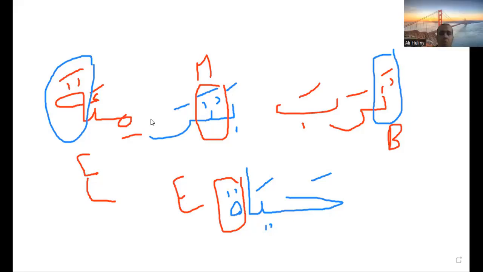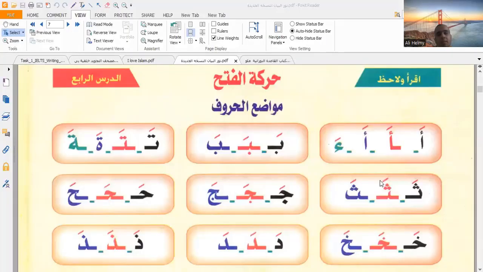Next, we have the tha letter as well, right? Tha in the beginning, over here, three dots over. Tha in the middle, and here, tha in the end. So as you see here, we have these shapes of tha. And by the way, they are three dots over one line, like this.